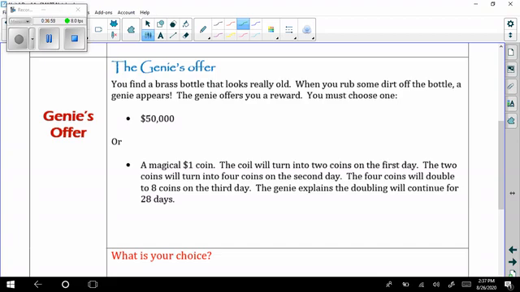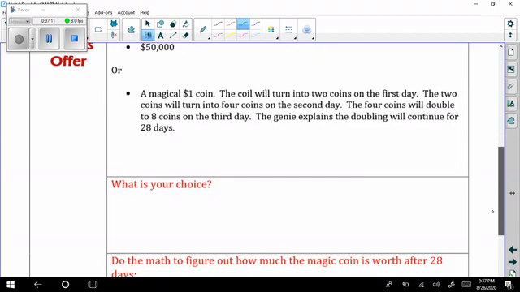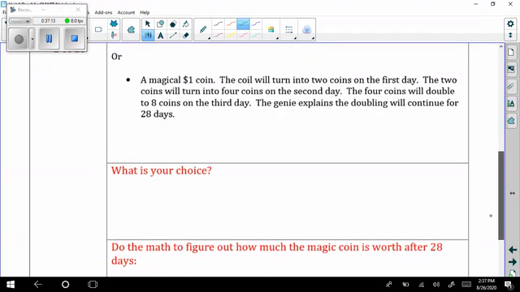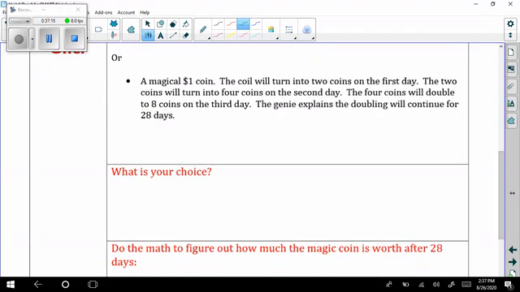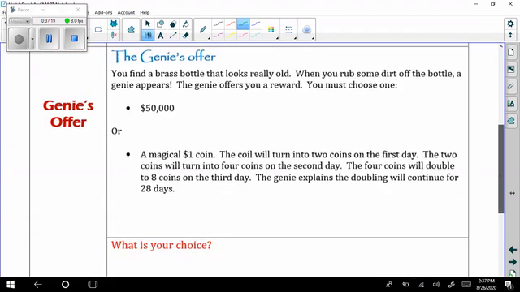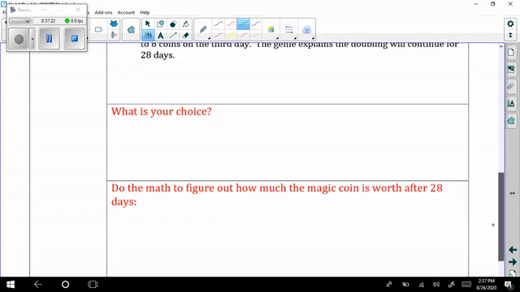The coin will turn into 2 coins on the first day. The 2 coins will turn into 4 coins on the second day. 4 will double to 8 on the third day, etc. It will continue for 28 days. What's your choice? So write down either the $1 coin or the $50,000. So 50 grand or $1.